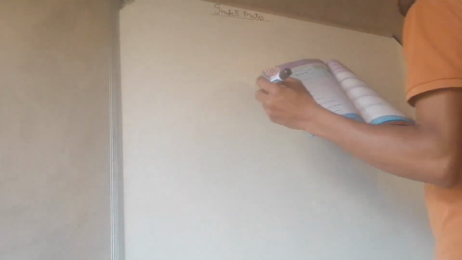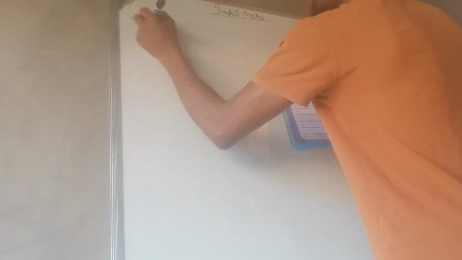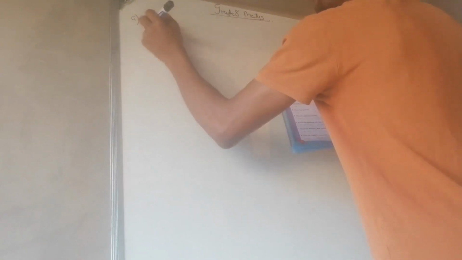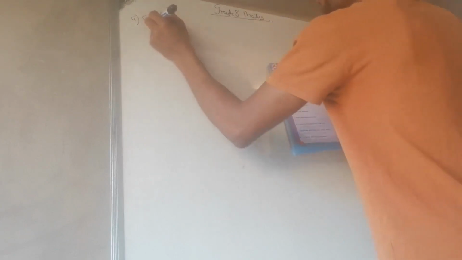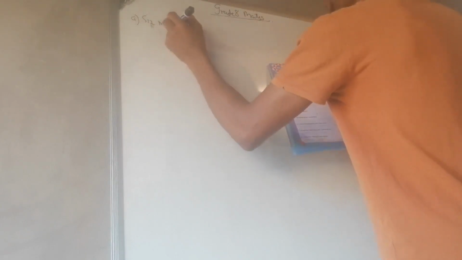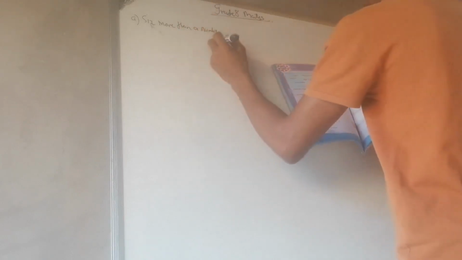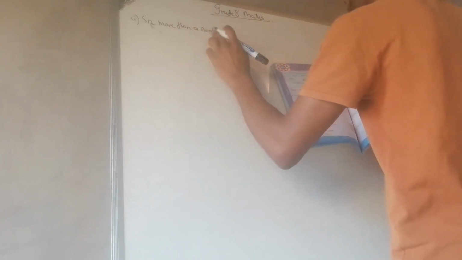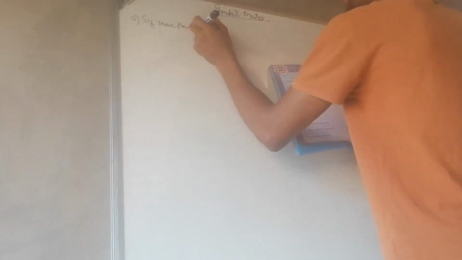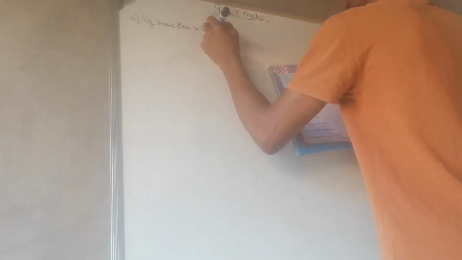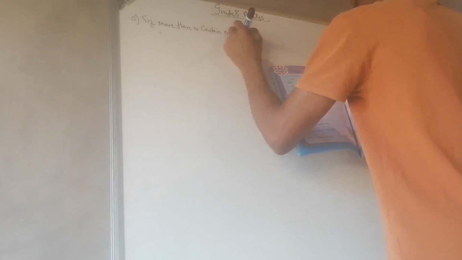Write an algebraic expression for each of the following descriptions. Number A, 6 more than a number. 6 more than a number. Let's say 6 more than a certain number. We want to write an algebraic expression for that. 6 more than a certain number.